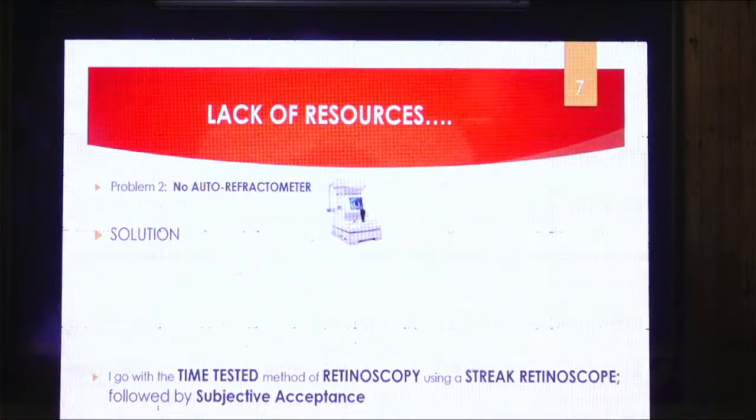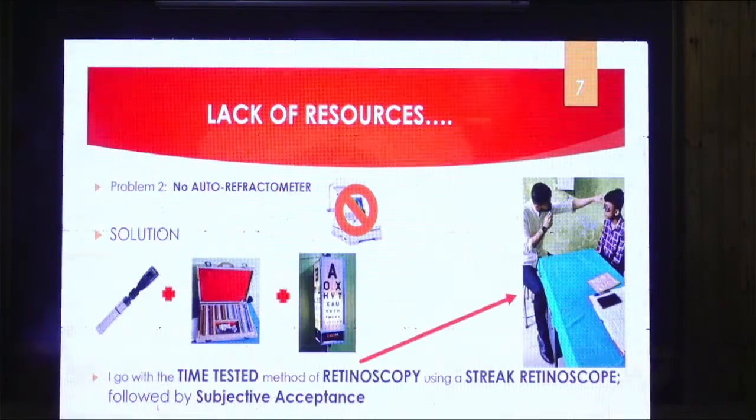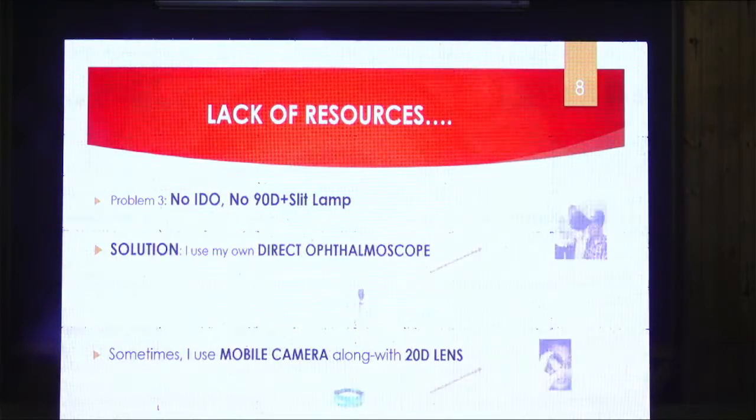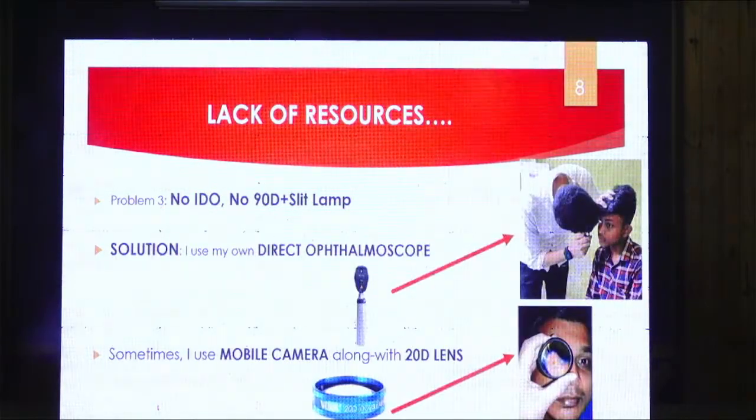Then if the auto-refractometer is not available, like in my center, we go with the time-tested method of retinoscopy. Using a streak retinoscope allows us to do proper refraction and give spectacle correction. Then, to see the posterior segment, in our setup, or in most setups, indirect ophthalmoscopy or slit lamp and 90D is not available. So we carry our own direct ophthalmoscope and we see the posterior segment.